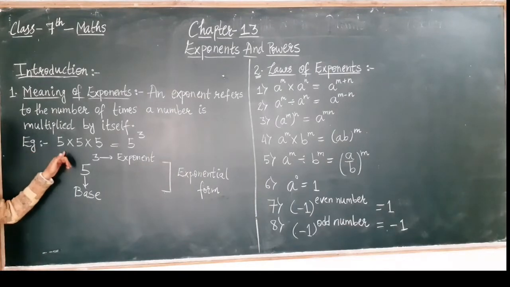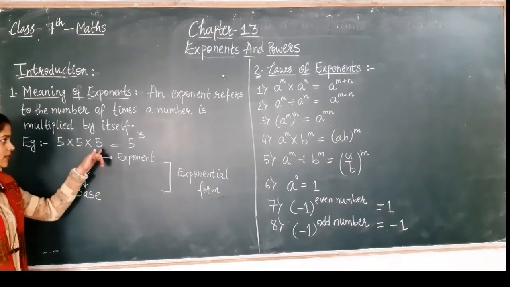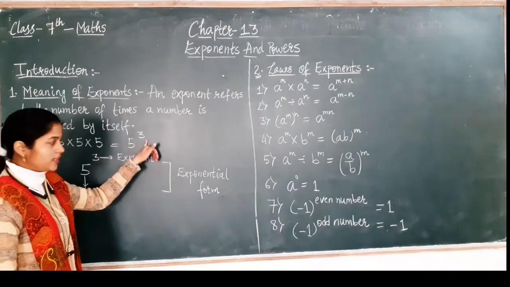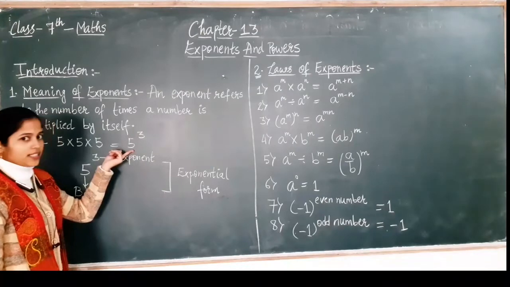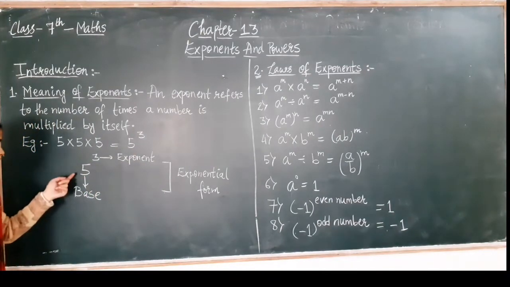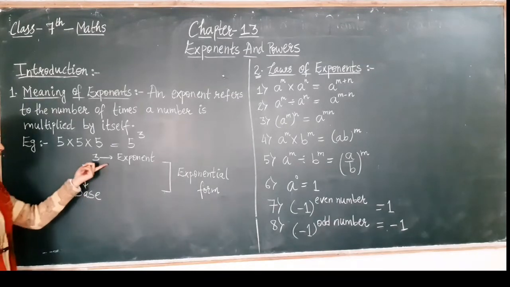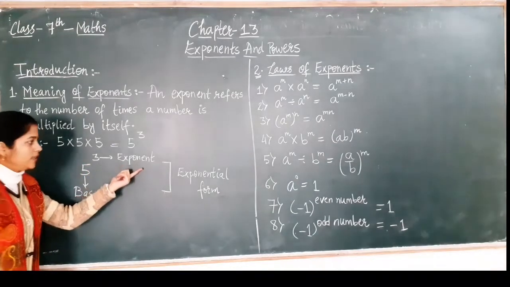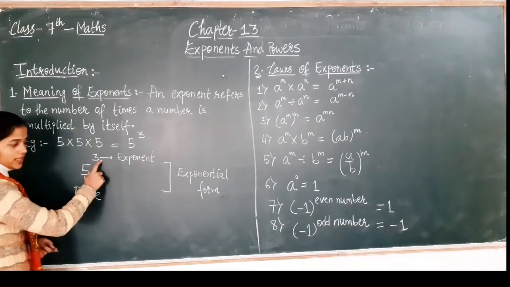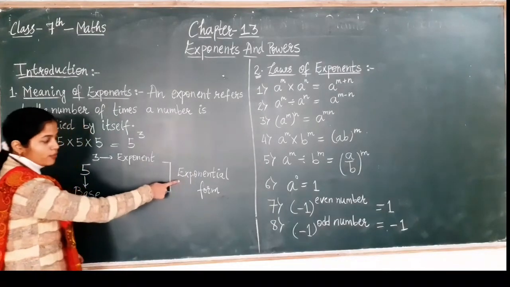The example is if you multiply 5 three times, then we can say that 5 raised to 3. So this is our exponential form. In this 5 raised to 3, 5 is the base and 3 is the exponent. Okay, so this 5 raised to 3 is known as the exponential form.